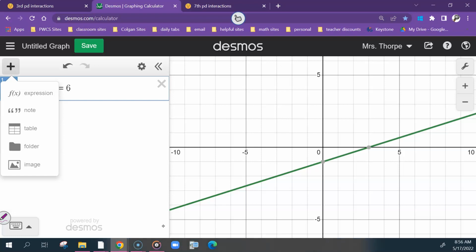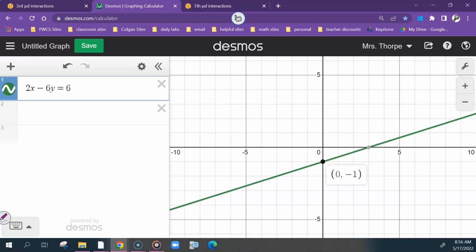So put in the expression, look at your y-intercept, find your x-intercept is what it's going to give you, and count your slope from there. Now, if this wasn't in standard form, then you'd be able to go into the gear wheel, make a table, and find points from that.